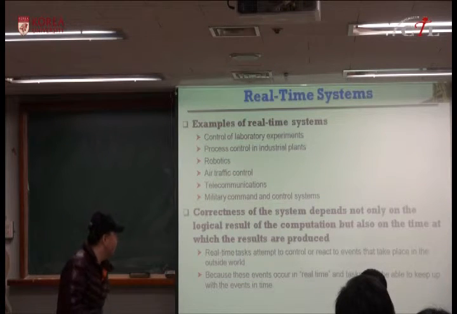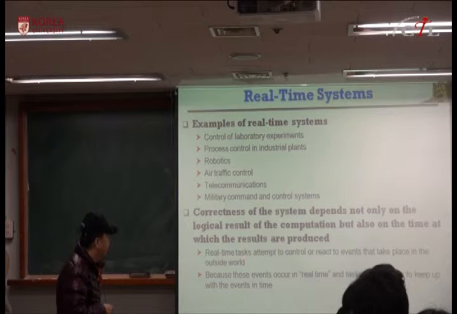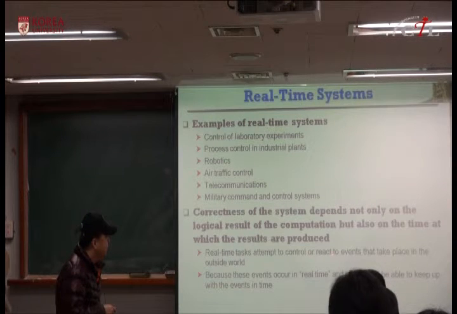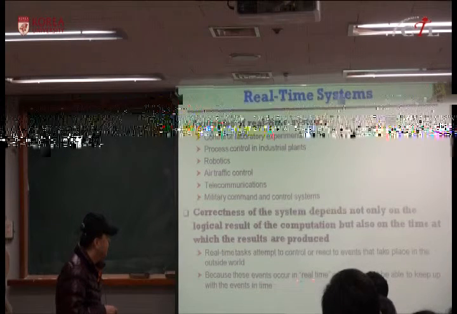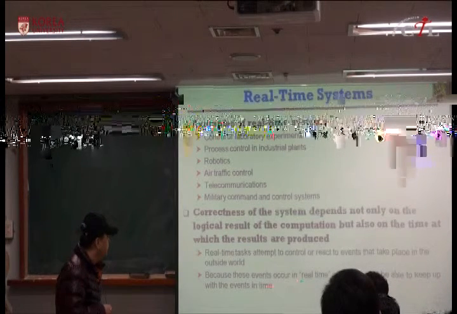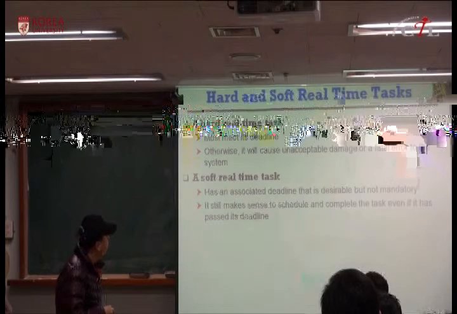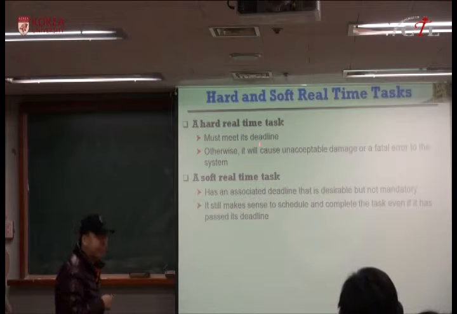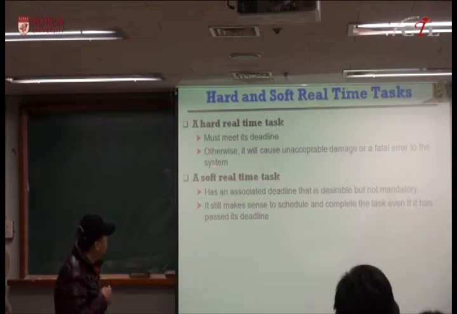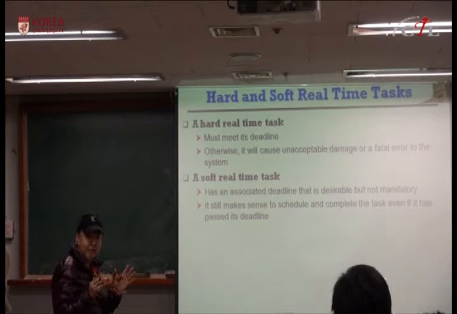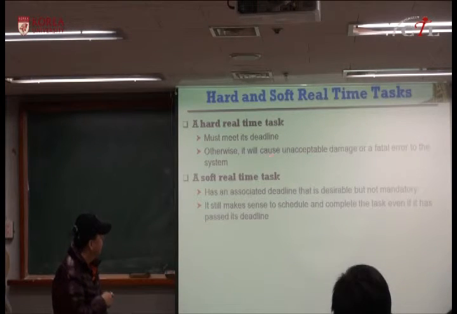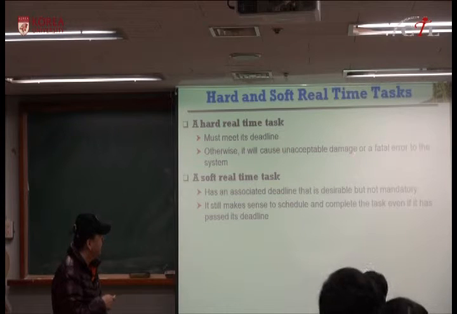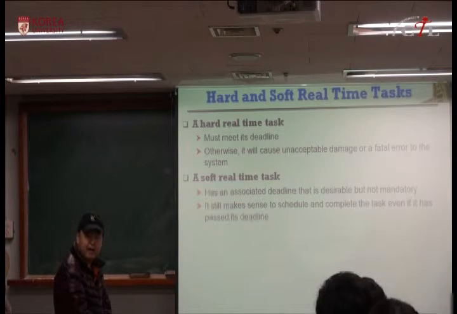Okay. And real-time tasks attempt to control or react to events that take place in the outside world. Because these events occur in real time, the task must be able to keep up with the event in time. Okay, and we can classify real-time tasks into hard real-time tasks and soft real-time tasks. A hard real-time task must meet its deadline. The deadline is very hard. If you miss it, then it will cause unacceptable damage or fatal error to the system. It's called a hard real-time task.